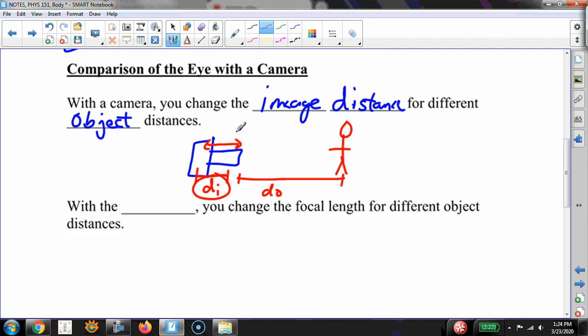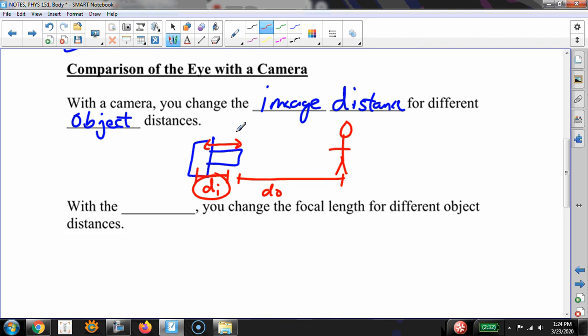Now, your phone camera doesn't do that. I think some of the fanciest phones do, like maybe the iPhone 11 might have an actual lens that can zoom. Most of those do a software zoom, so it's a little bit different. But for a normal camera, you actually move the lens back and forth.